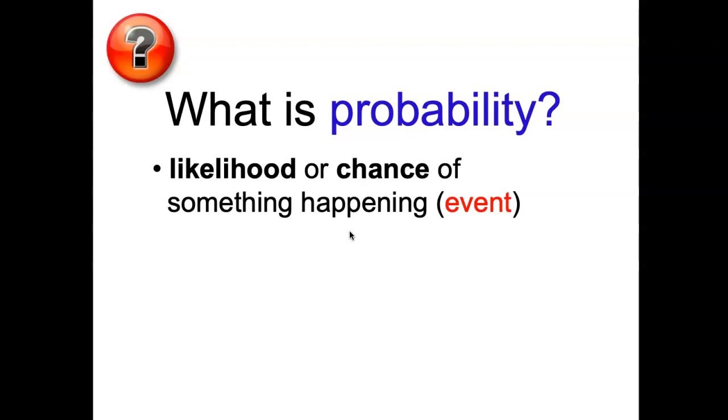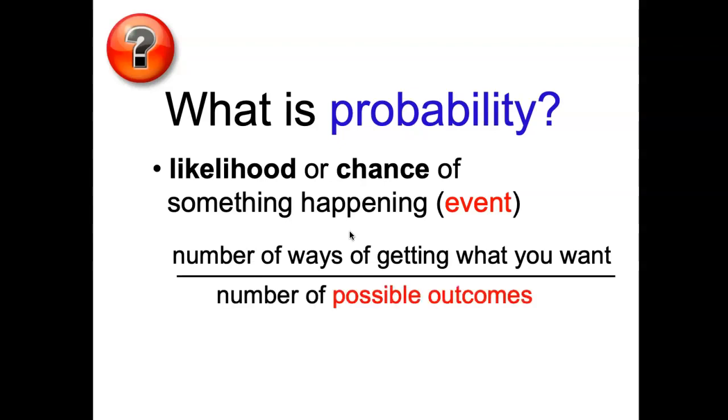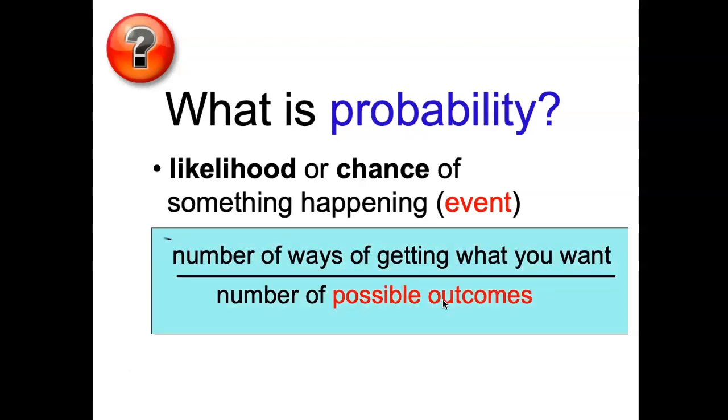an event. Okay, to quantify the probability, you follow the formula: number of ways of getting what you want over the number of possible outcomes. Again, I highlighted possible outcomes because this is one of the math words that I shared with you in the previous slide. Okay, so what does this mean to quantify? Here, this means that you count the number of ways that what you want to get, divided by how many possible outcomes that you are going to get.